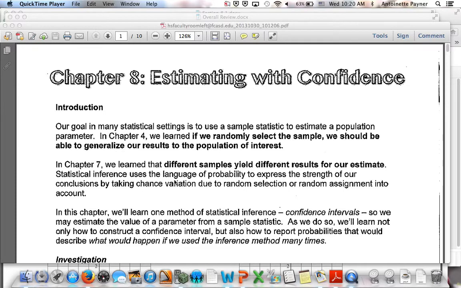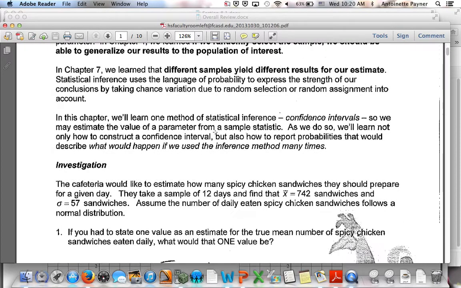Statistical inference uses the language of probability to express the strength of our conclusions by taking chance variation due to random selection or random assignment into account. So just saying that when you select a sample and you get an x-bar, how good is it at predicting mu? So in this chapter, we're going to learn one method of statistical inference, confidence intervals.